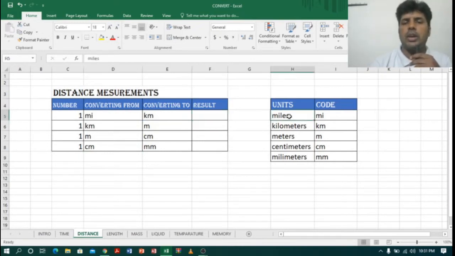Nice, right? So let me move to the next measurement, which is distance. Here you can see I have miles, kilometers, meters, centimeters, and millimeters, and I am using the code mi for miles, km for kilometers, m for meters, cm for centimeters, and mm for millimeters.